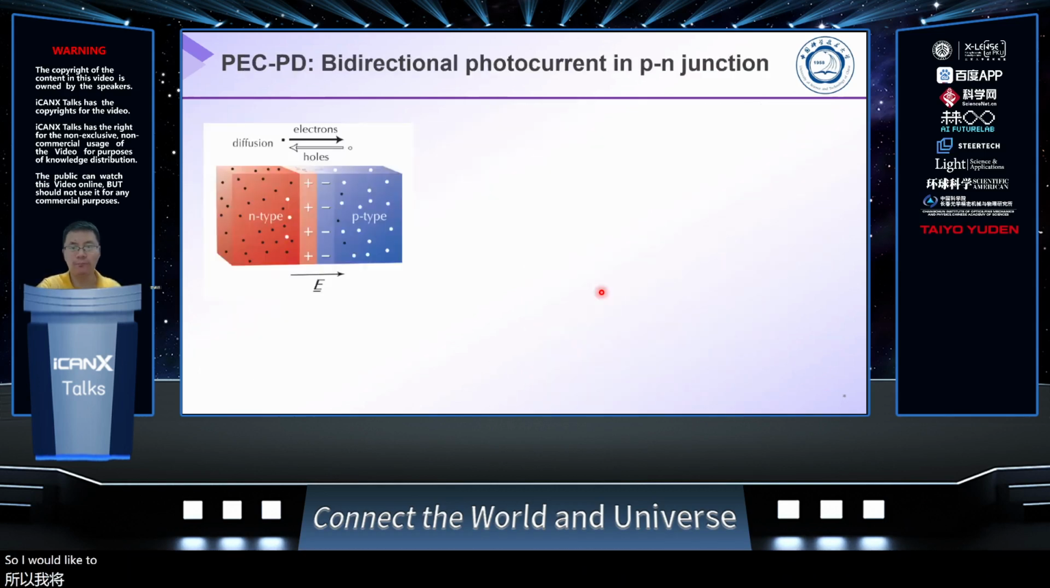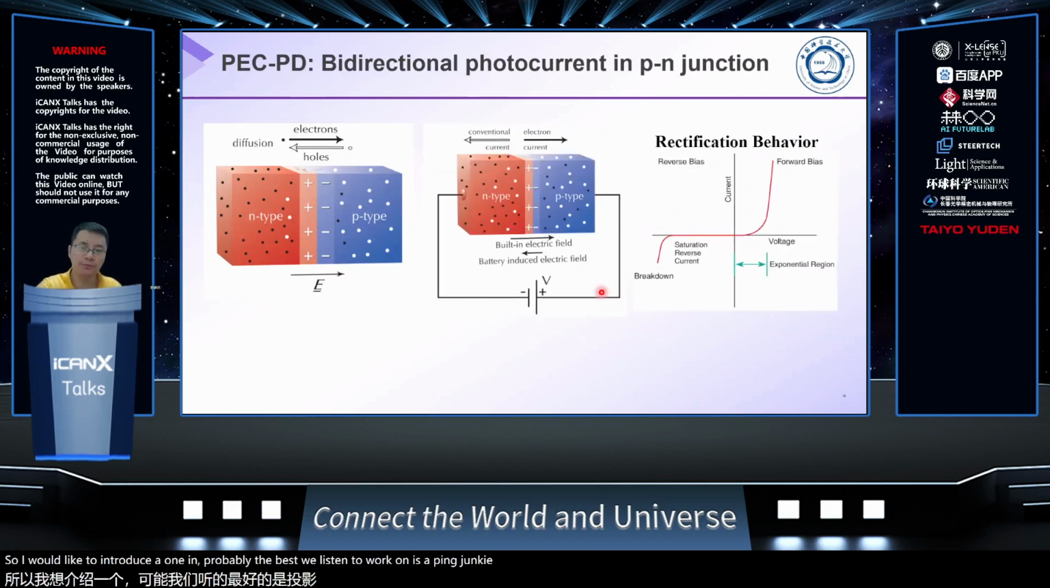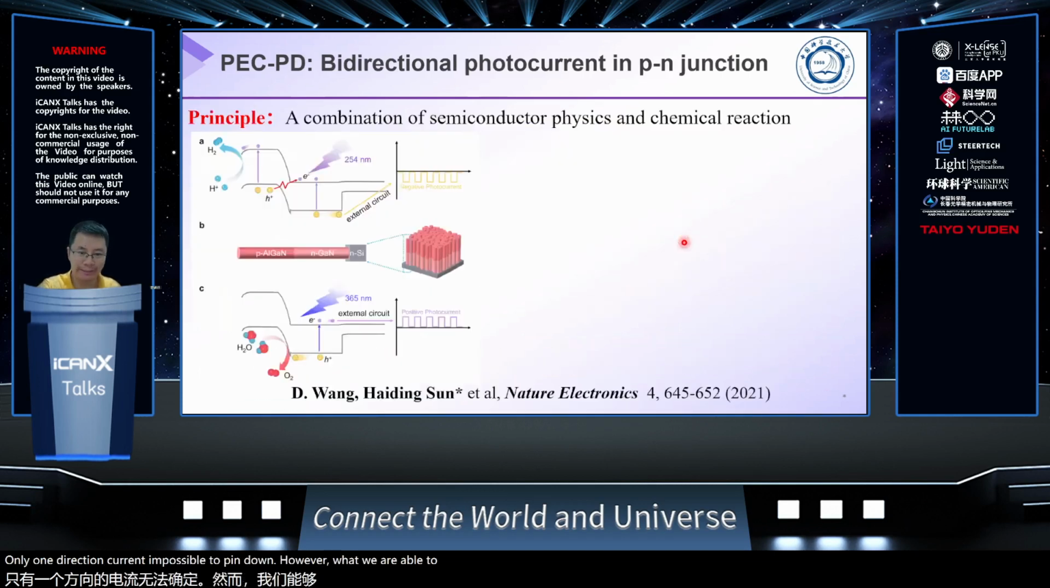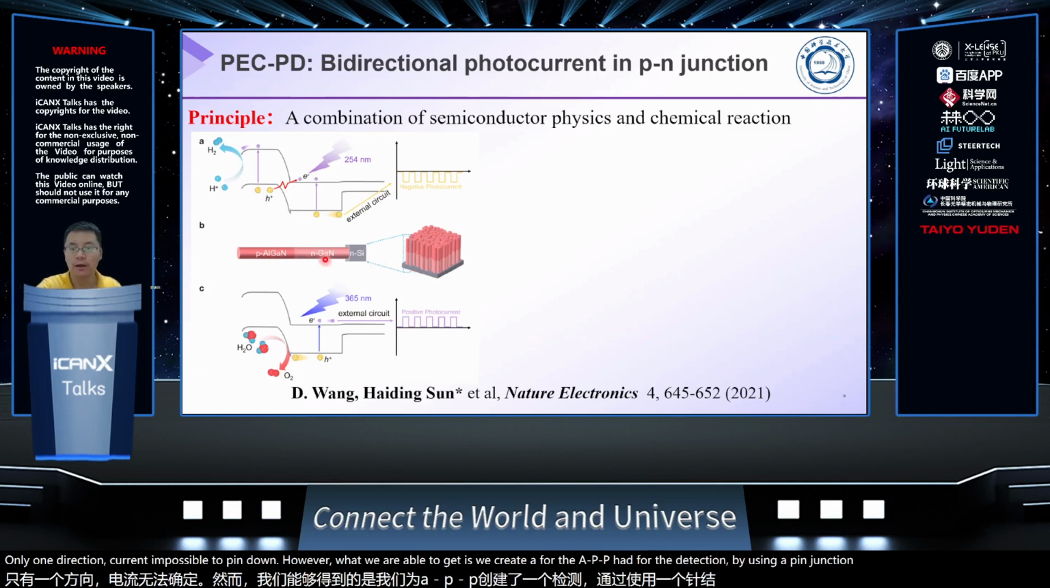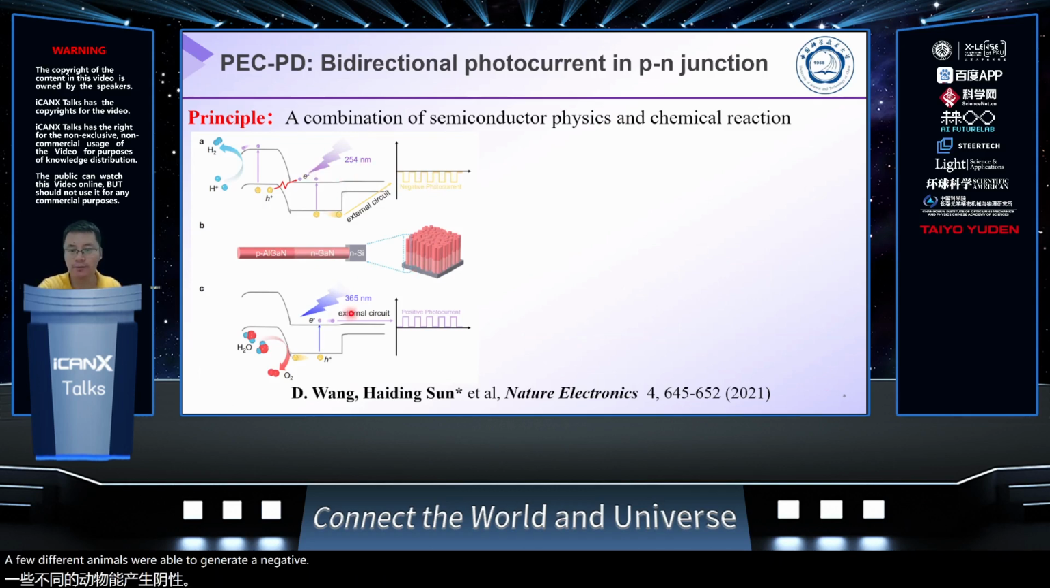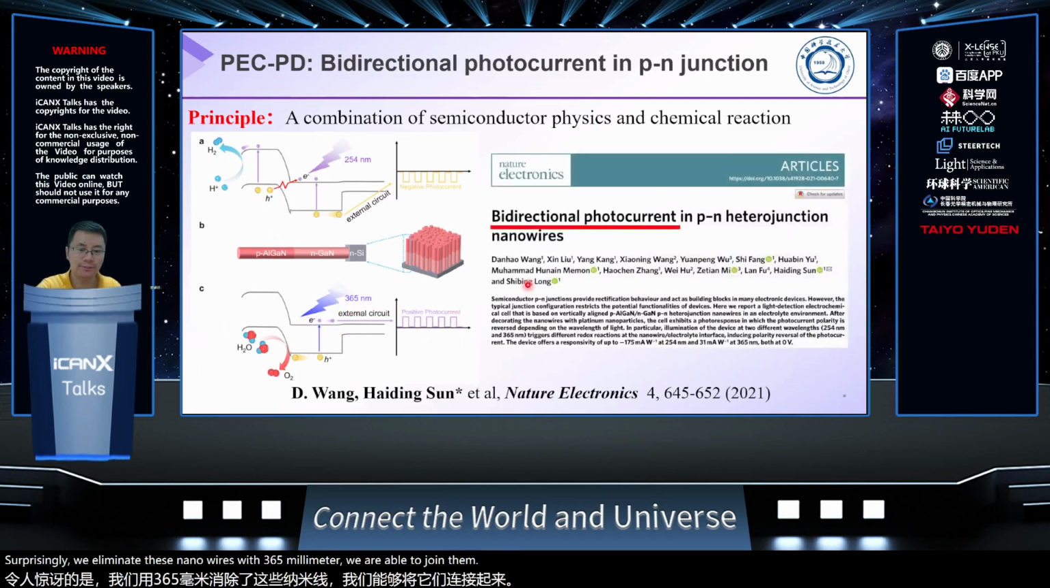I would like to introduce one important device we recently worked on, a PIN junction. With a PIN junction, we can normally only have unidirectional photocurrent, because this is the PIN junction principle: only one direction of current can pass through the PN diode. However, we created PEC type photodetectors using a PIN junction here, and by illuminating with 254 nanometers, we are able to generate a negative photocurrent. Surprisingly, when we illuminate this nanowire with 365 nanometers, we are able to generate positive photocurrent. So this is the so-called bidirectional photocurrent in PN heterojunction nanowires. We are able to generate two different kinds of photocurrent.